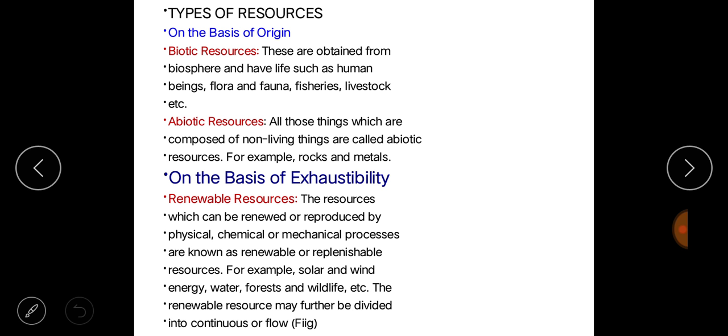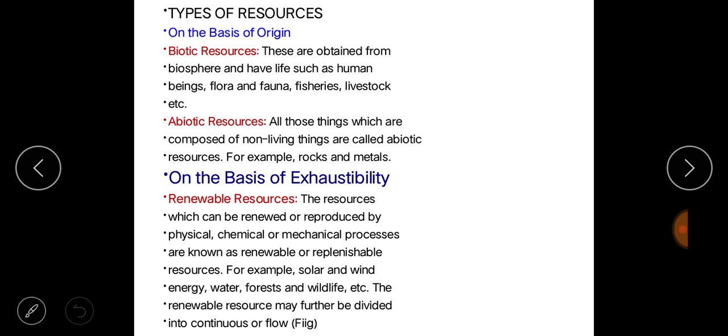I told you that biotic resources are obtained from the biosphere having life, such as human beings, flora, fauna. Okay, now you can note these things. Now, abiotic resources are those resources which are composed of non-living things. Okay, non-living things, we can say rocks, metals, etc.